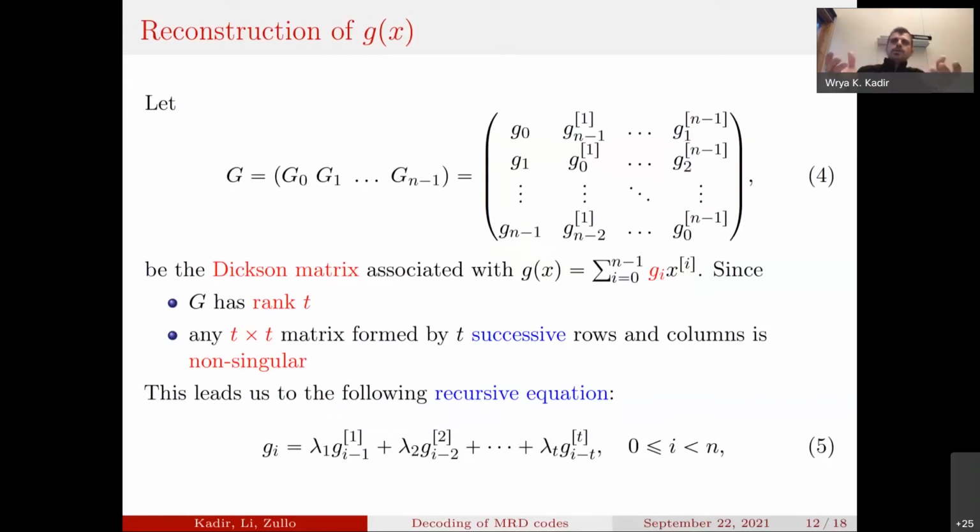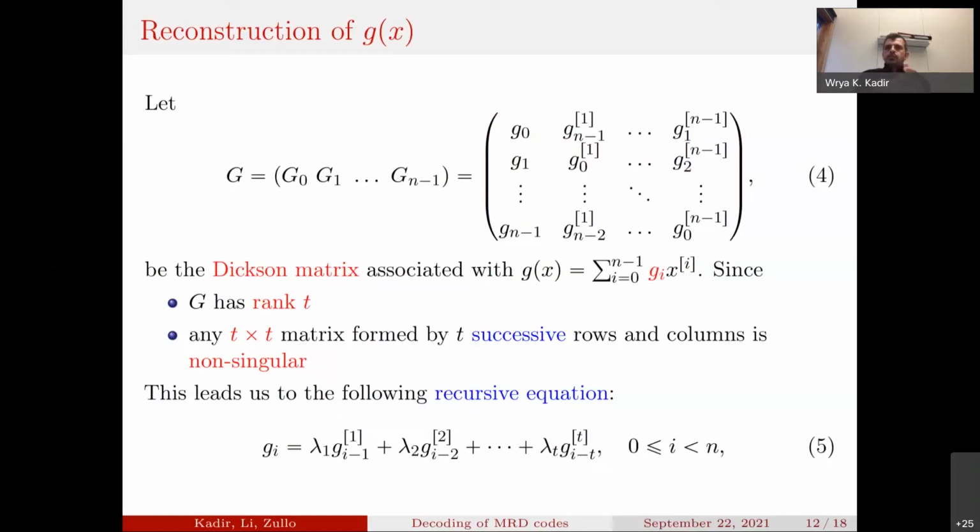How to reconstruct g of x? How to find the remaining part? Let G be the Dickson matrix associated to the error interpolation polynomial. The error interpolation polynomial was a linearized polynomial, so we can generate the Dickson matrix associated to this polynomial.